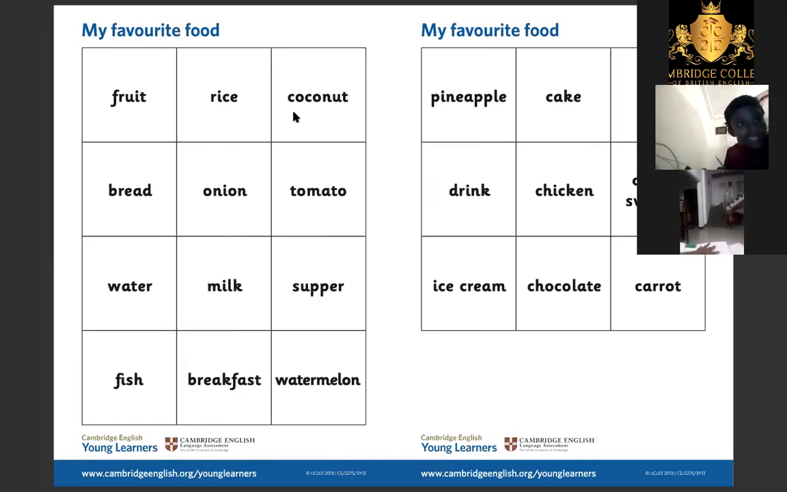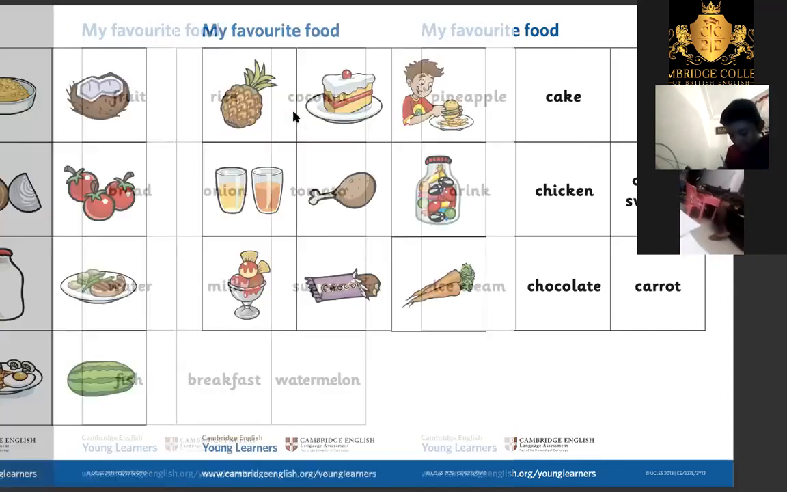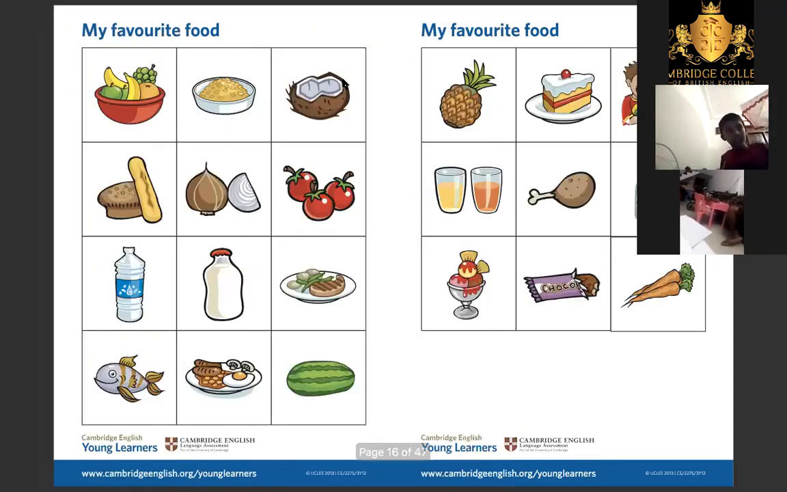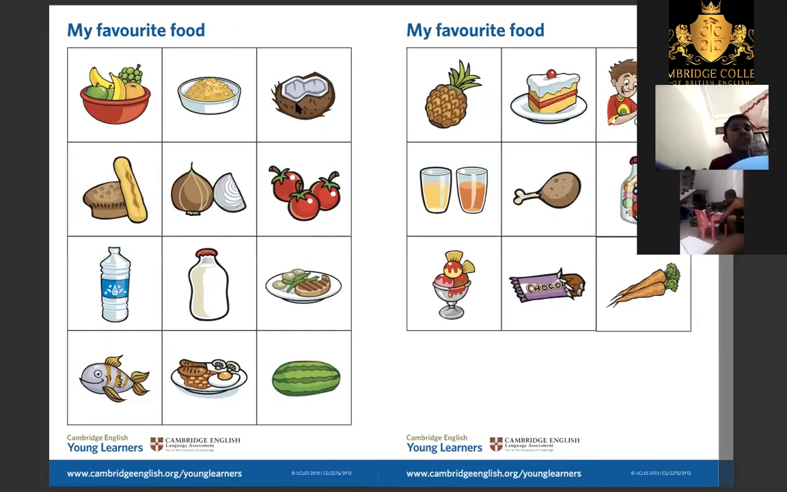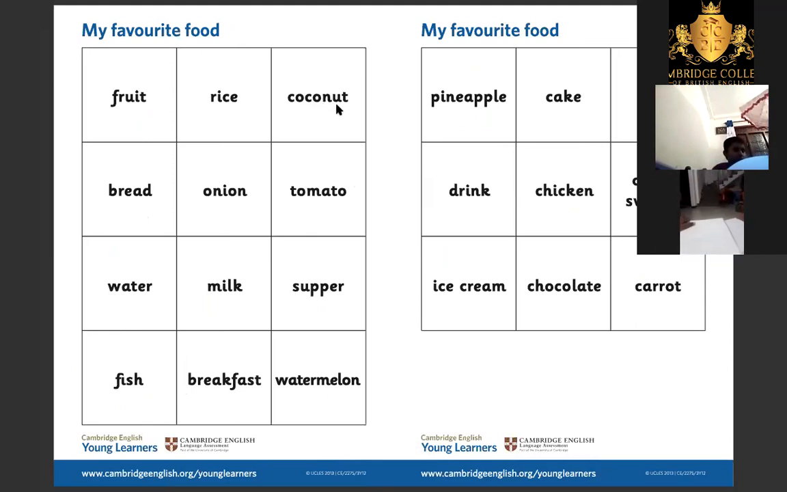Next one. What is the next one? What is this? Yes, coconut. C-O-C-O-N-U-T, coconut.